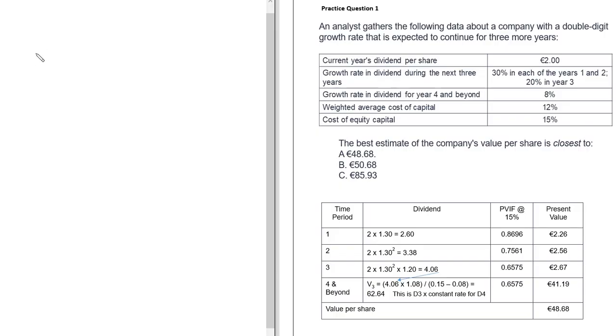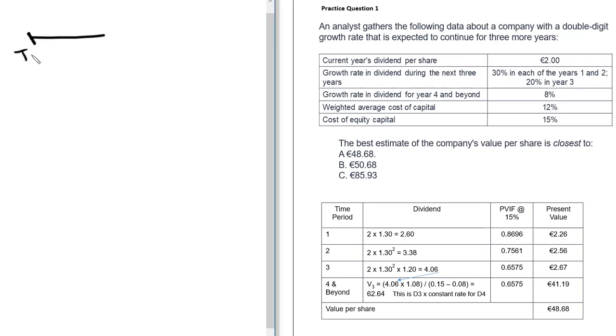Okay, we're going to finish this video by doing two quick practice questions. Recall this is from CFA Level 1. This would be a 90-second question that you'd have to do on the test. So an analyst gathers the following data about a company with double-digit growth rate that is expected to continue for 3 more years. The current year dividend per share is $2. So let's draw our timeline.